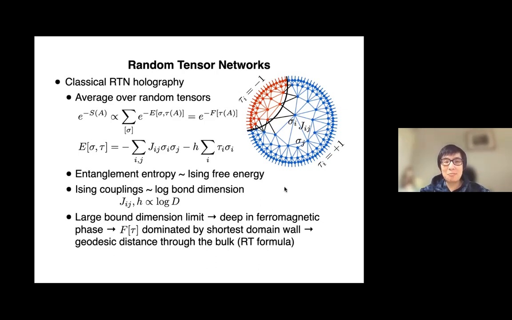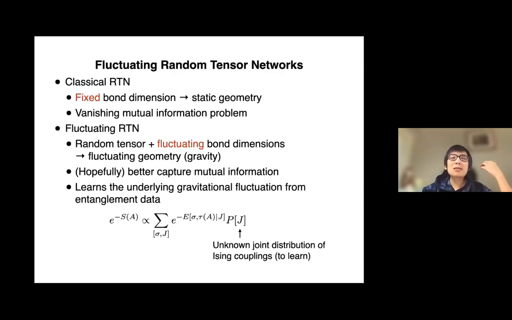But the shortest domain wall is nothing but the geodesic through the bulk as well. That provides a very nice statistical mechanical model that explains why the entanglement entropy of a random tensor network satisfies the Ryu-Takayanagi formula, in the sense that it maps to a free energy, and the free energy is dominated by the geodesic, which is actually the statement of the Ryu-Takayanagi formula. So that is what we can do with a classical random tensor network. With a fixed bond dimension, one can come up with a static geometry in the bulk, and this will just provide us vanishing mutual information between distant regions. So that doesn't solve our problem, but that sets the foundation for our study.